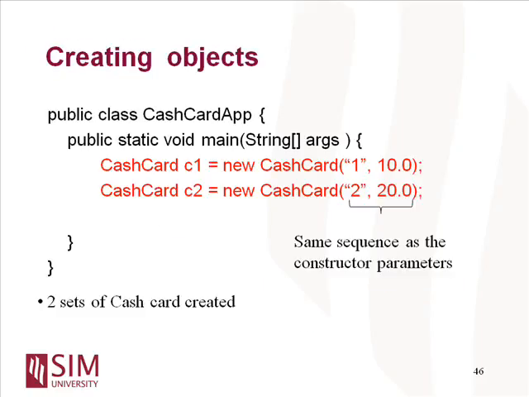Once the class and the constructor are defined, an application program then can call the constructor method to create new objects, which are depicted in the following statements: CashCard c1 equal to new CashCard open parenthesis 1 and 10, and CashCard c2 equal to new CashCard open parenthesis 2 and 20 closing parenthesis.